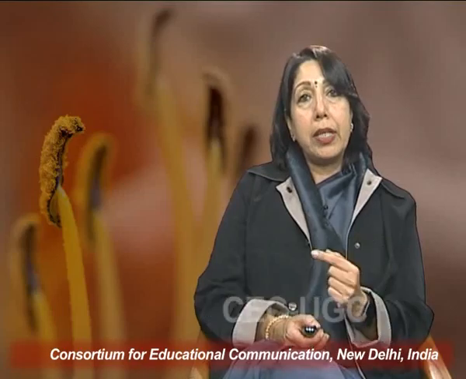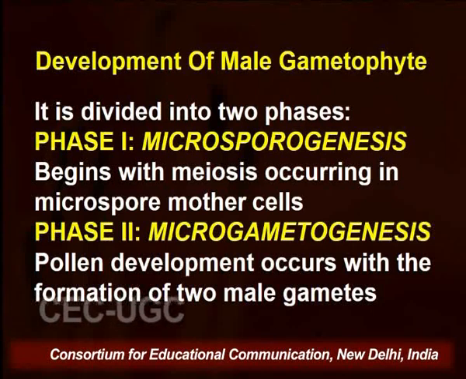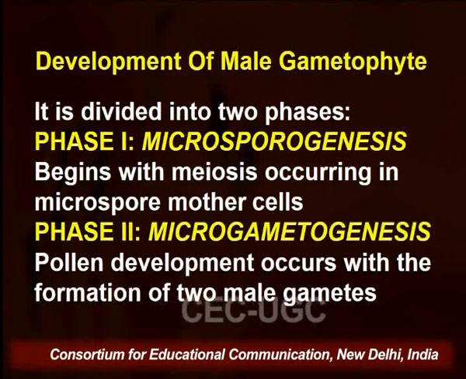I told you about the different types of anther dehiscence, like I told you in this slide. Now we will take up the development of male gametophyte in the next class, which will be divided into microsporogenesis and into microgametogenesis.